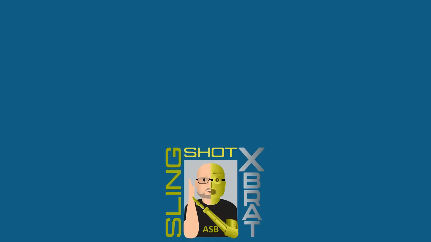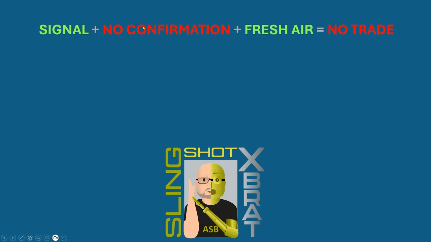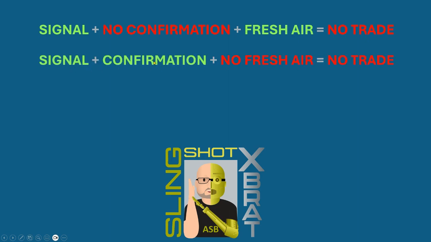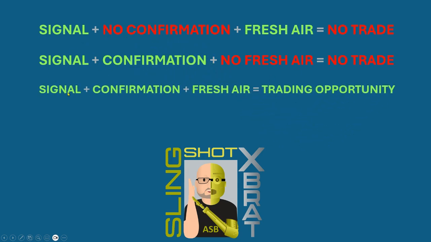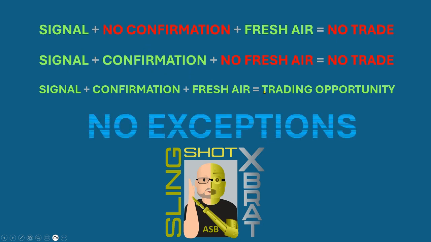And my rules are very simple, and they're built into this algorithm for the Slingshot Automated Strategy Builder. We have 3 elements, 3 rules, if you like, and there's a lot of filters and other algorithms checking all of these different types, but in reality, if you dumb it down, you get a signal. You get no confirmation, but you get some fresh air, there's no trade. You get a signal, you get confirmation, but no fresh air, there's still no trade. If you get a signal, and then you get confirmation, and then you get fresh air, that equals a trading opportunity. No exceptions with an automated algorithm.